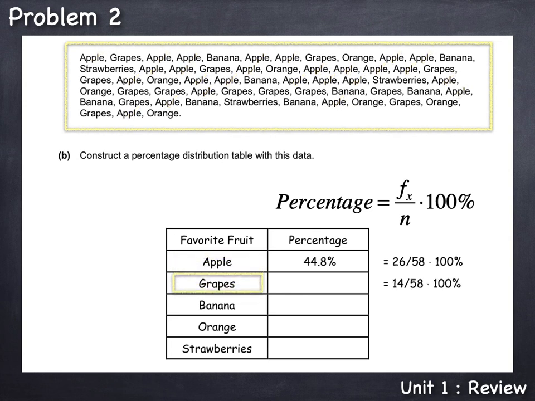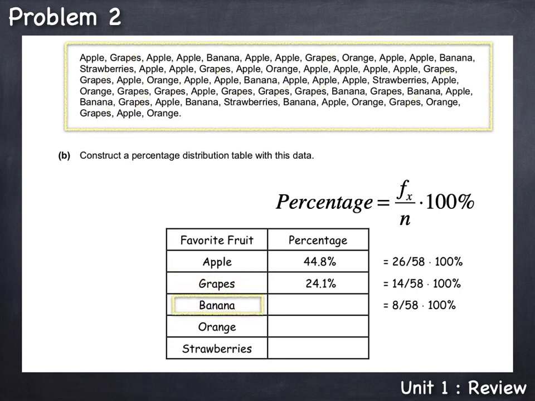For grapes, we do the same thing. We go through all 58 students who gave us a response to this question, then counting the frequency, just those who selected grapes, we see that 14 of the 58 students in the sample selected grapes as their favorite fruit. Calculating the percentage, we get 14, divide by 58, times 100, and then rounding off to the nearest tenth of a percent, we get 24.1% of the students in the sample selected grapes as their favorite fruit.